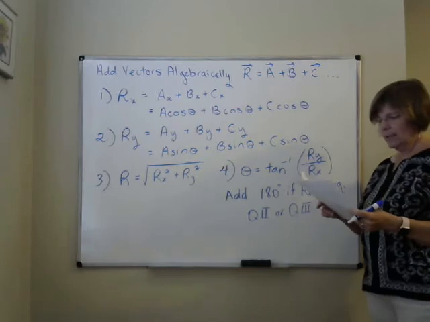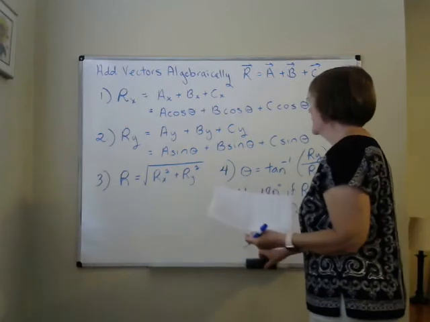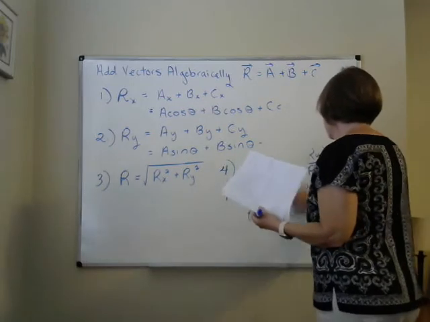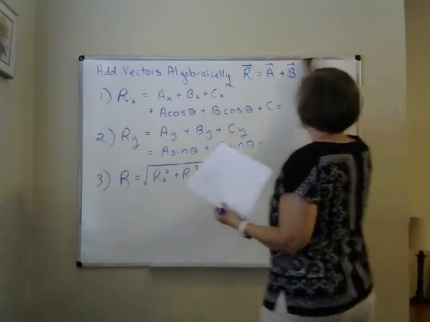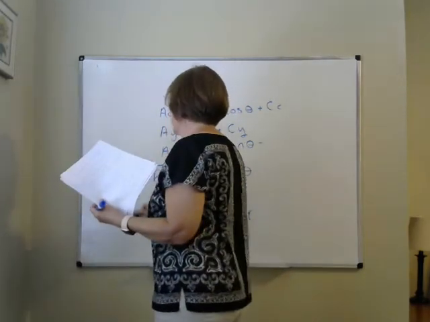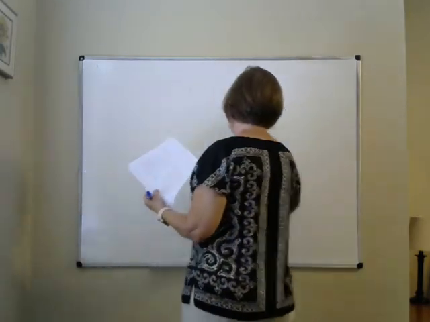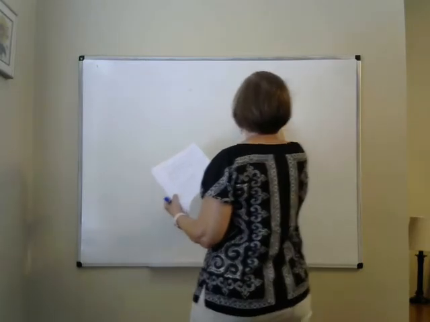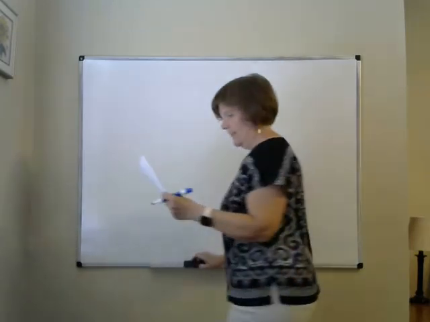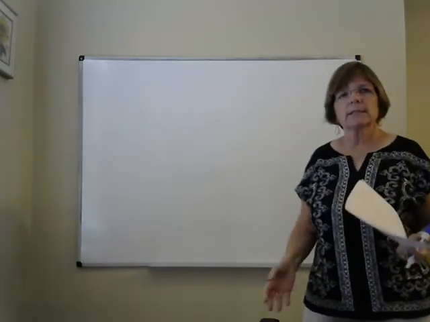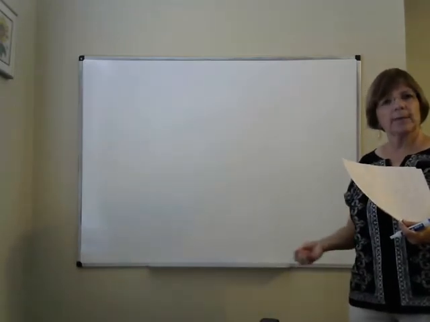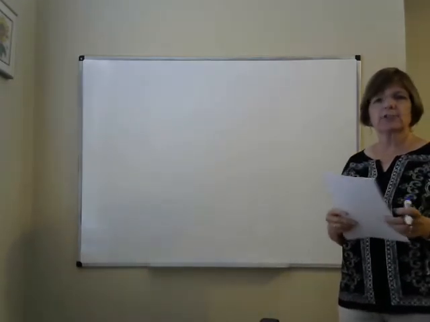So let's do an example. We'll do a simple example. We'll do a harder example. We've been adding mostly displacement vectors or just things that look like distances with meters. Let's just do one for velocity just to be different.